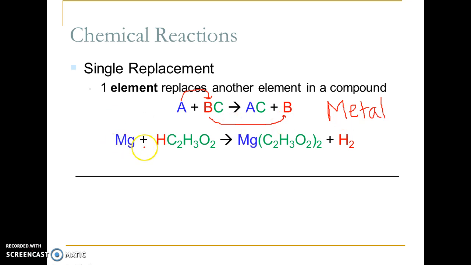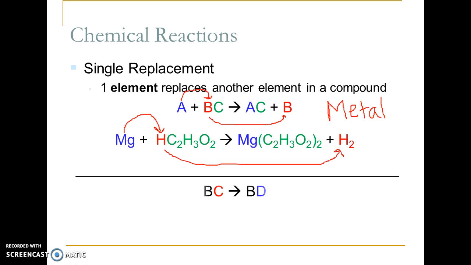Here's a good example. We have magnesium plus acetic acid yields magnesium acetate plus hydrogen. In this case, we're going to say hydrogen is pretending to be a metal, and magnesium is going to replace hydrogen and kick hydrogen out. So we have an element single on both sides.